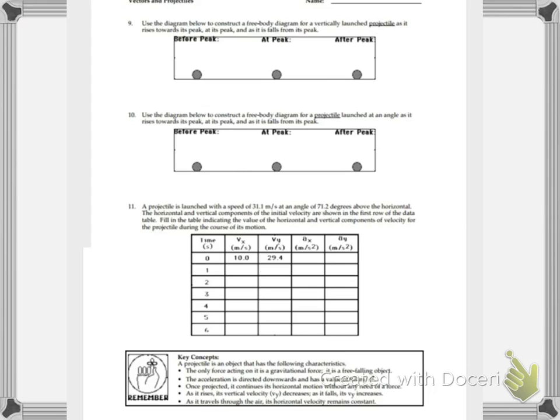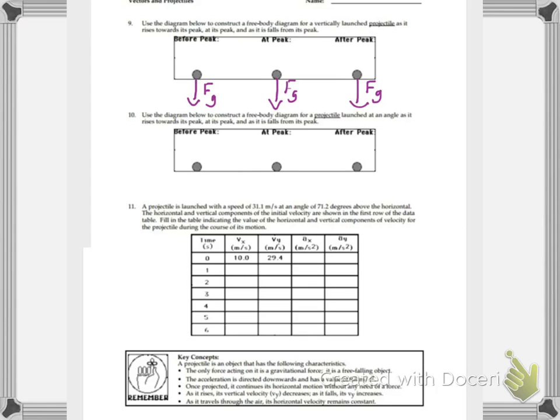Number 9, we're going to use this diagram to draw the free body diagram for a projectile as it rises towards its peak, at its peak, and falls. So 9 and 10, these are all after it has left the person's hand, the cannon, and before it has come in contact with anything else. So in our force diagrams here, we have the force due to gravity on all 3 of them. And that is the only force present.